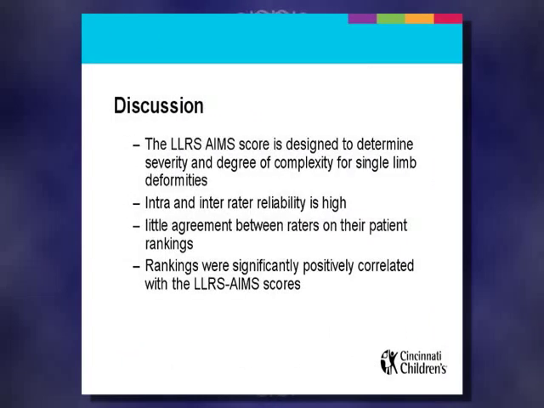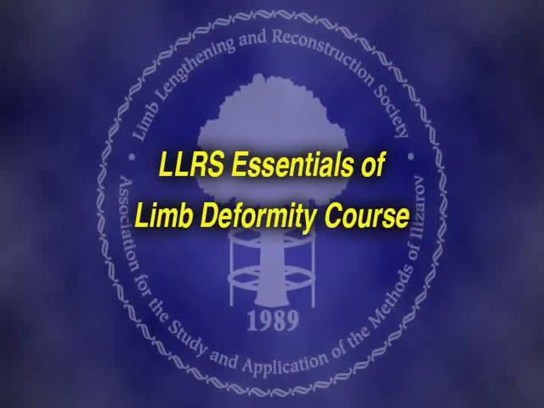So the LLRS AIM score is designed to determine severity and degree of complexity. As we talked about, intra-rater reliability is high. There's little agreement between raters on their patient rankings, but this correlates with the worst cases. And I think a lot more work needs to be done. This score may or may not end up being a useful, valuable tool, but the concepts of how to go through this are really important, and those concepts are what you'll learn today. So with that, I want to stop.